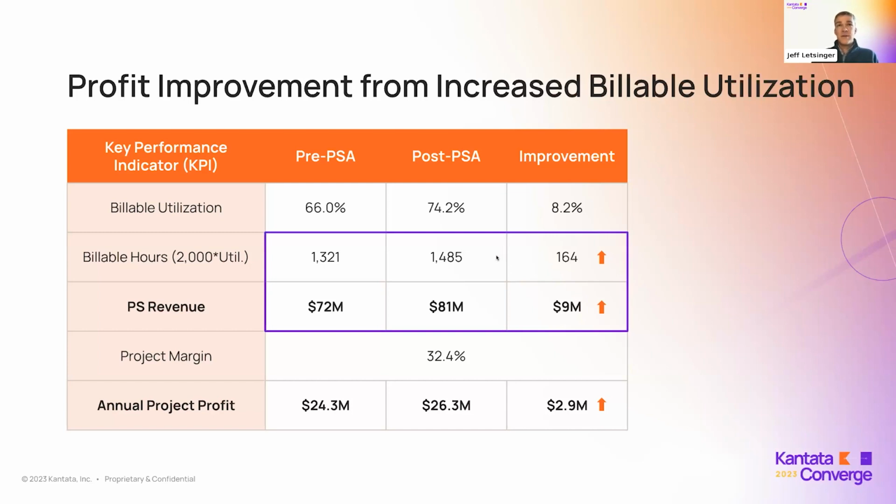What that translates to is over 150 additional billable hours per resource. And ultimately, that can lead to an increase of about $9 million in revenue, which trickles down to nearly $3 million in profit. So it's not a small change in billable utilization, but I think it's certainly an achievable one. And this 74% may not even be best in class in terms of utilization, but it's a significant improvement from not having any process or rigor around your resource planning and scheduling.